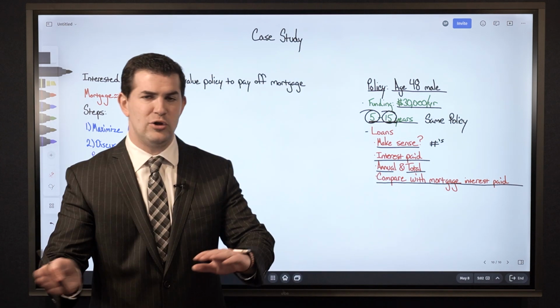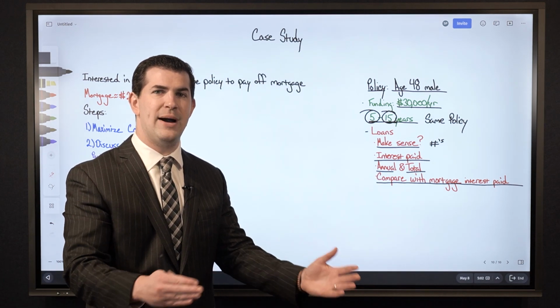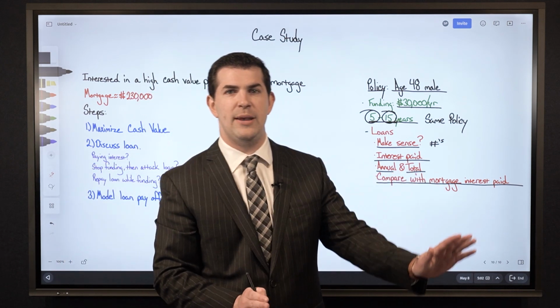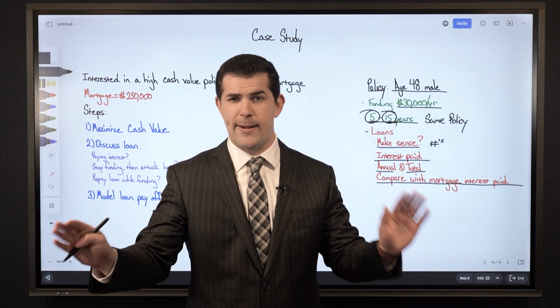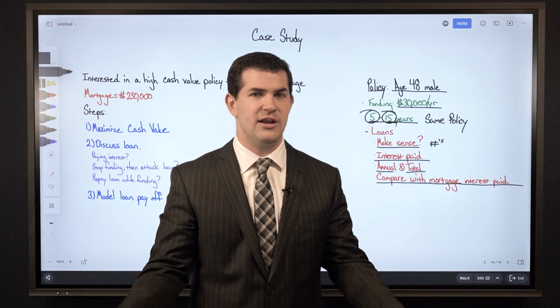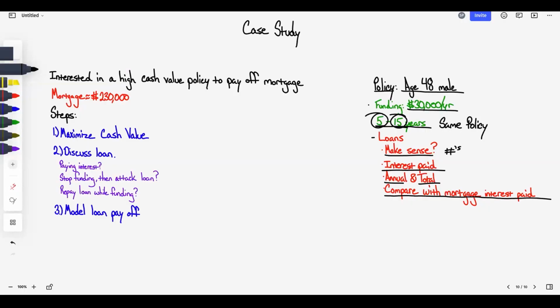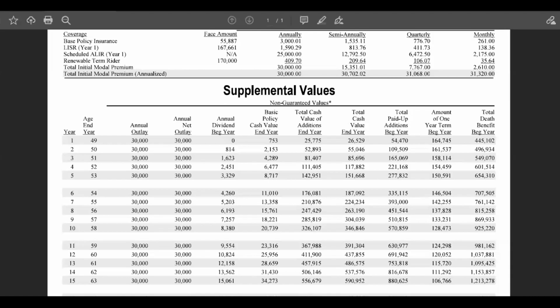And if I decide to pay off the mortgage with my policy, here's the total interest I pay to the insurance company. Which one am I more comfortable with as I look at the numbers? So let's look at some numbers centered around the life insurance policy. Step number one was what? Maximize the cash value. Here we've got a 15-pay policy funded at $30,000 per year for 15 years.